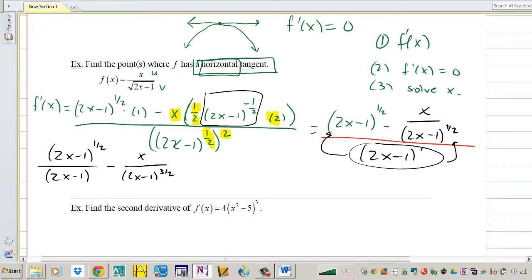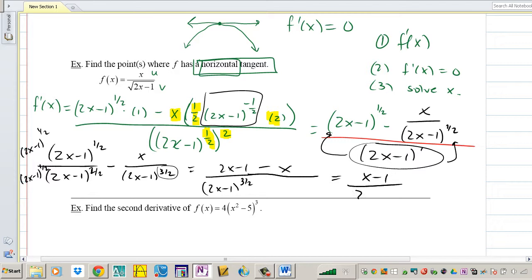Okay, so in order for me to have the 3 halves, this is a 1, which is the same thing as 2 over 2. What do I need to do to get a 3 halves? Well, I need to multiply top and bottom by 2x minus 1 to the 1 half and 2x minus 1 to the 1 half. So this becomes 2x minus 1 on top, 2x minus 1 to the 3 halves all over, minus x, and that simply becomes x minus 1 over 2x minus 1 to the 3 halves. This is my derivative.